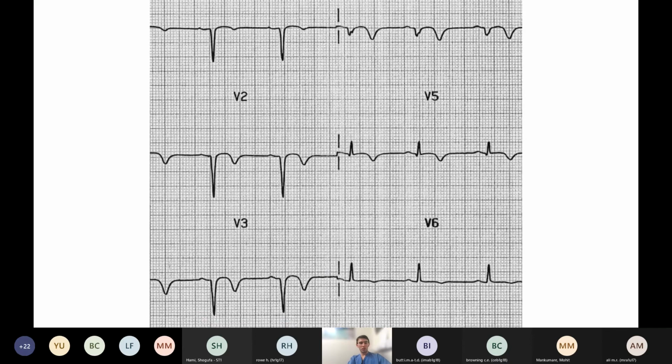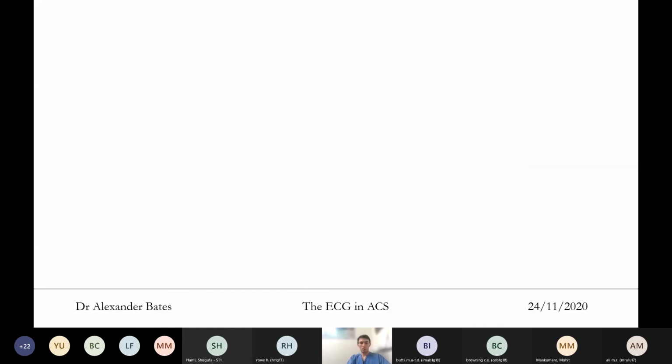So here is a patient with V1, V2, V3, V4 as well. It's got Q waves, but the ST elevation has resolved. As you probably noticed, the ST segment doesn't look quite normal. It's quite curvy. And the T wave is also inverted all the way through down to V5 and V6 actually as well.